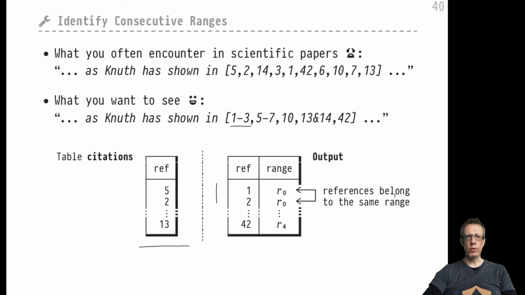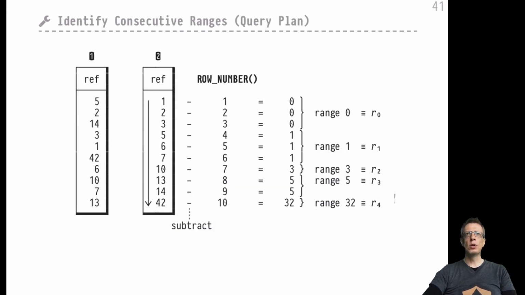How to do that? There's many ways to do that. One way involves the row numbering function. Okay, so let's see what a query plan could look like. That would be the jumbled mess input. All right. We would then order all of these references just in ascending order. So you see that indicated by the arrow here. It's going from 1 to 42 here.